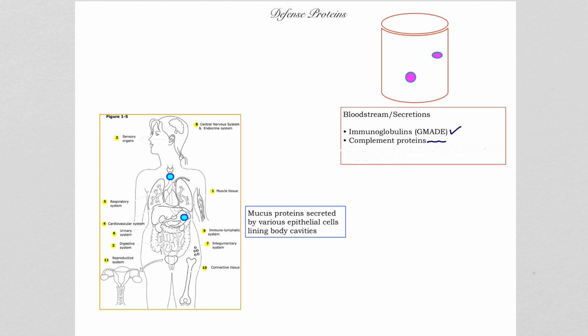And of course, let us not forget these very important mucous proteins that are secreted by the epithelial cells that line our body cavities. So these play a very important role in protecting our body cavities, such as our digestive system, the urogenital system, as well as the respiratory system. So we shall talk about these proteins at appropriate times in future videos.